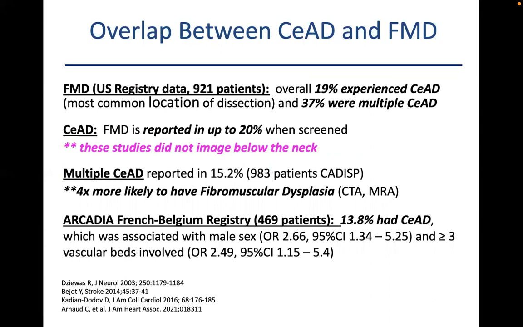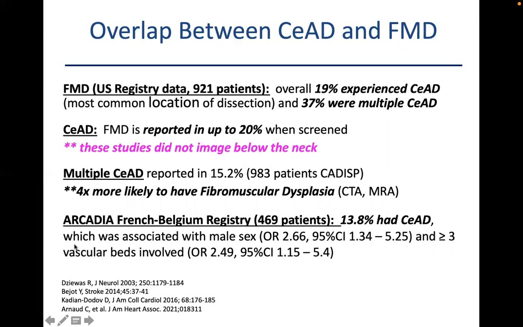If you look at cervical artery dissection patients in the literature, FMD is reported in about 20% when patients are screened. But importantly, those studies did not image patients below the neck. So we really have no idea of the coprevalence of these two entities in those earlier studies. From the CADIS data, we know that about 15% of patients have more than one cervical artery dissection. And when they drilled down, the patients with multiple cervical arteries that dissected were 4 times more likely to have FMD in the head and the neck.